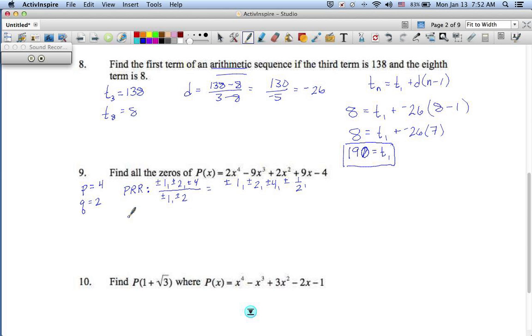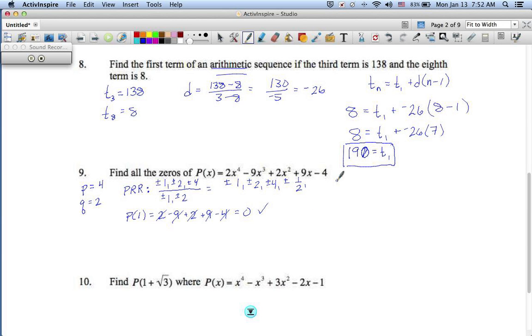Synthetic division or direct substitution. If I plug in a 1, that's going to give me 2 minus 9 plus 2 plus 9 minus 4. 2 and 2 is 4 minus 4 is 0. 9 and negative 9 makes 0. So check. So 1 is a factor.